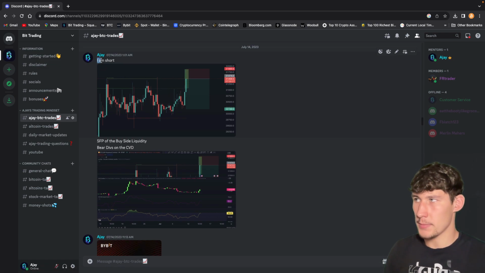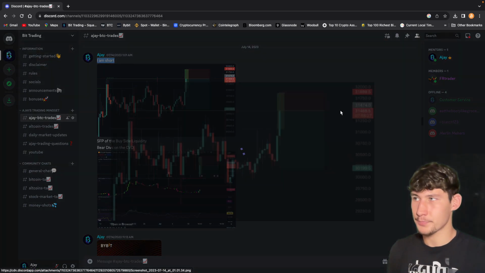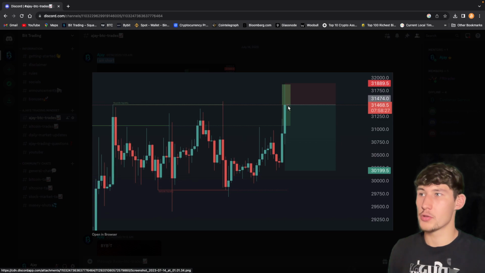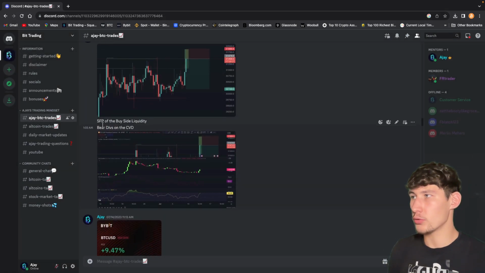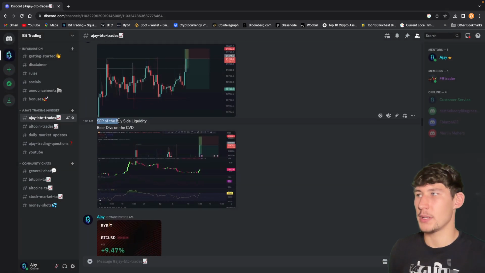I've told my members that I am short, very clearly. I've added a photo showing the level that I'm short from and where my stop loss is as well, very, very clearly. I've also told them why I'm short. So I said SFP of the buy side liquidity and bear divs on the CVD.